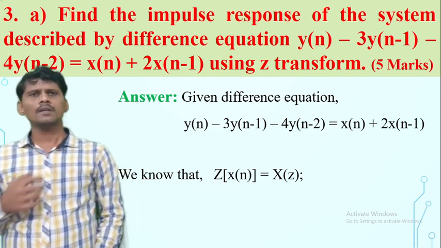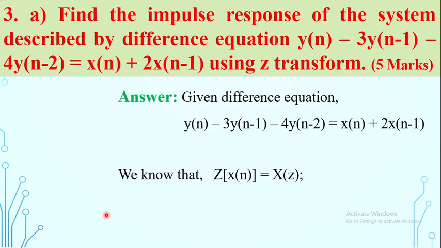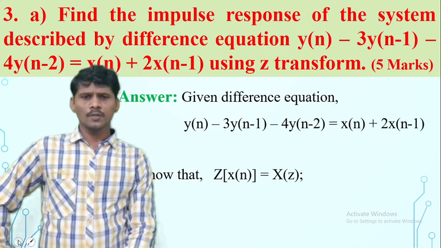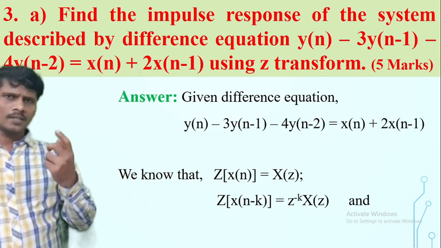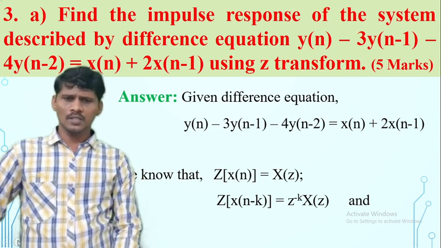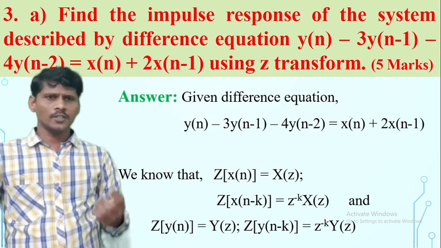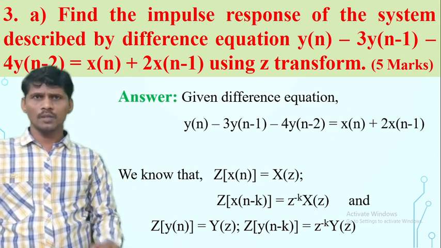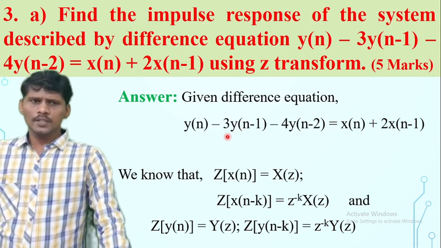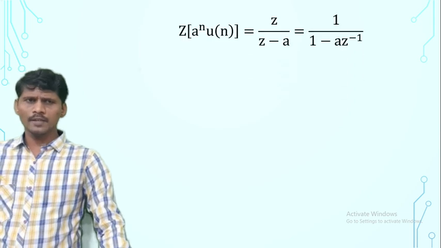We know that the z transform of x of n is X of z, and the z transform of y of n is Y of z. Using the time shifting property, the z transform of x of n minus m is z power minus m X of z, or the z transform of x of n minus k is z power minus k X of z. Similarly, the z transform of y of n minus k is z power minus k Y of z. So first applying the z transform on both sides of the given difference equation, we get the z transform of the LHS term equal to the z transform of the RHS term.